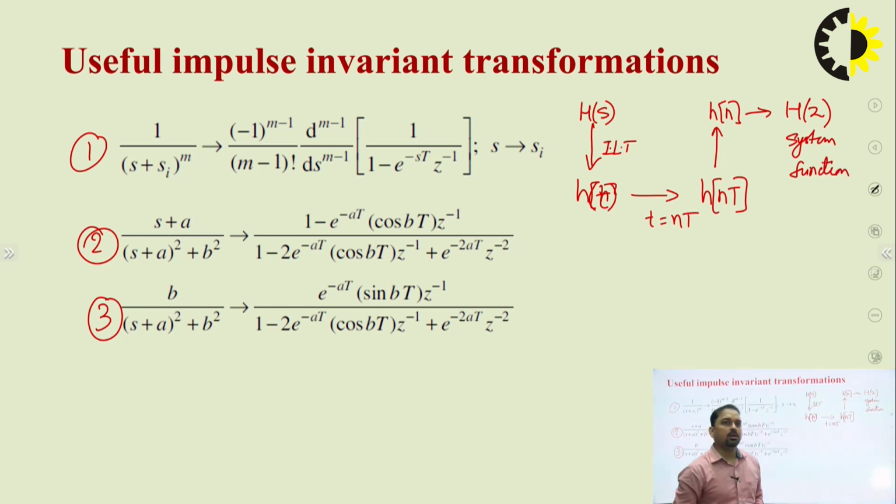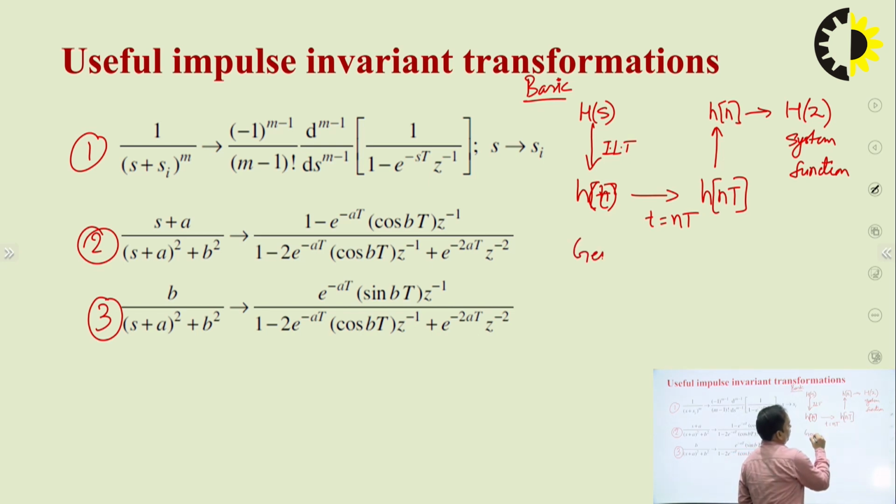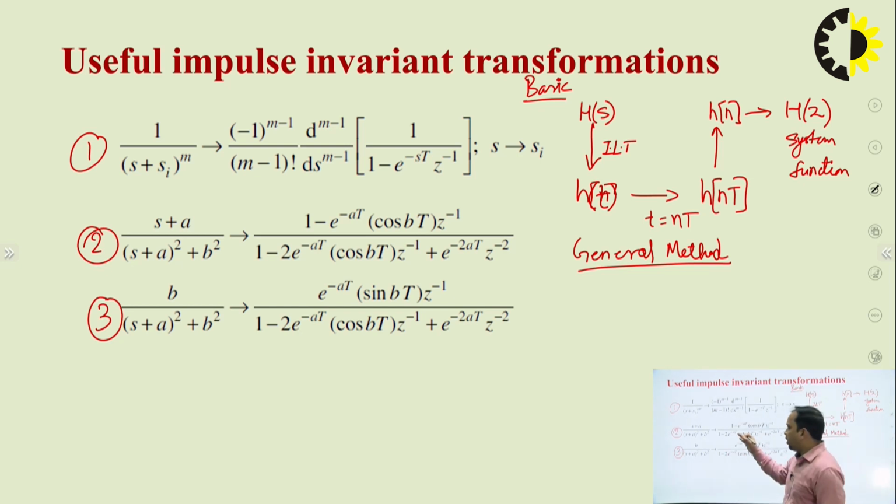So this is the basic methodology we are following in the impulse invariance transformation technique. This is also called a general method. Any numerical can be solved by this particular approach, or this can also be used directly.